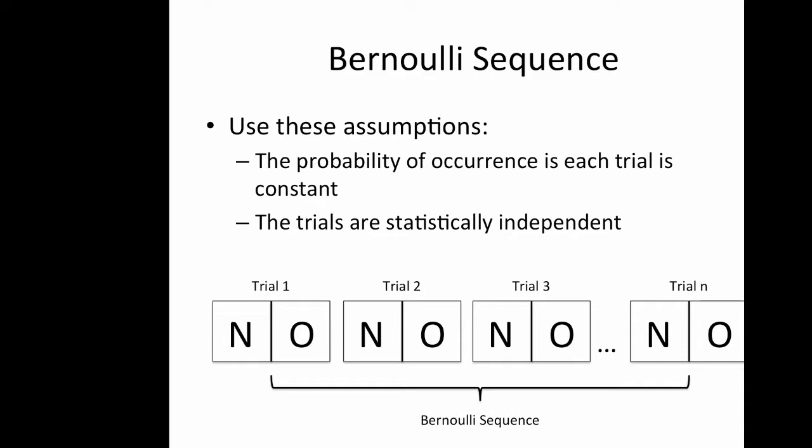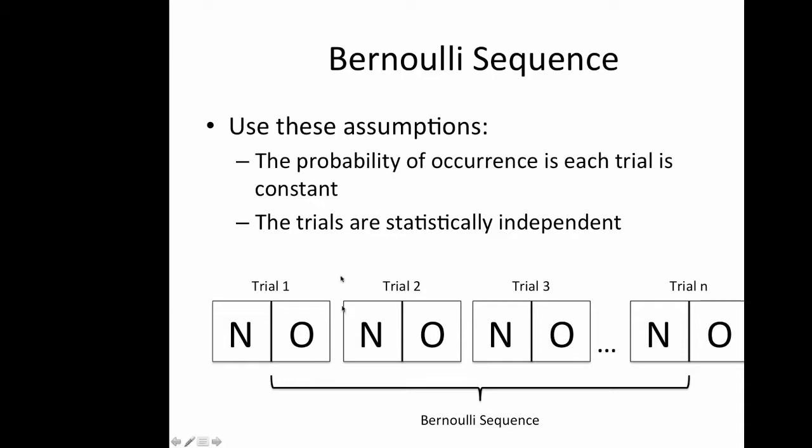And finally, the trials are statistically independent. So the first bulldozer being operational, non-operational, has no impact on the second bulldozer being operational or non-operational, and those two have no impact on the third bulldozer being operational or non-operational. They're statistically independent. The outcomes are not related to each other and do not influence each other, as we talked about statistical independence before. So really what we have is this kind of illustration at the bottom of the slide here.